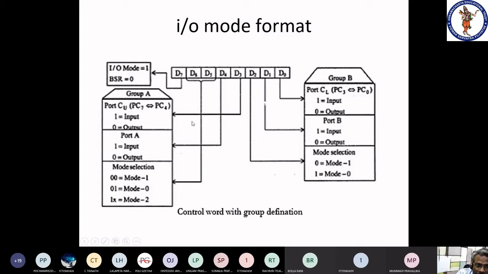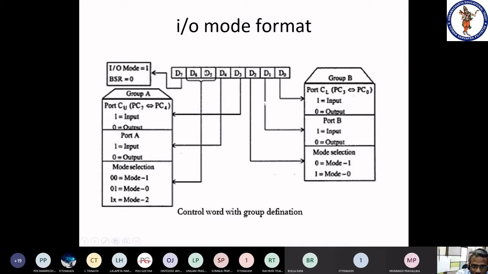Next, the D3 bit is respective to port C upper. If it is 1, it acts as an input port. If it is 0, it acts as an output port. Next, D4 is respective to port A, input or output port. Then there is port A mode selection. Port A can be used as a data port in mode 0 operation, mode 1 operation, as well as mode 2 operation.